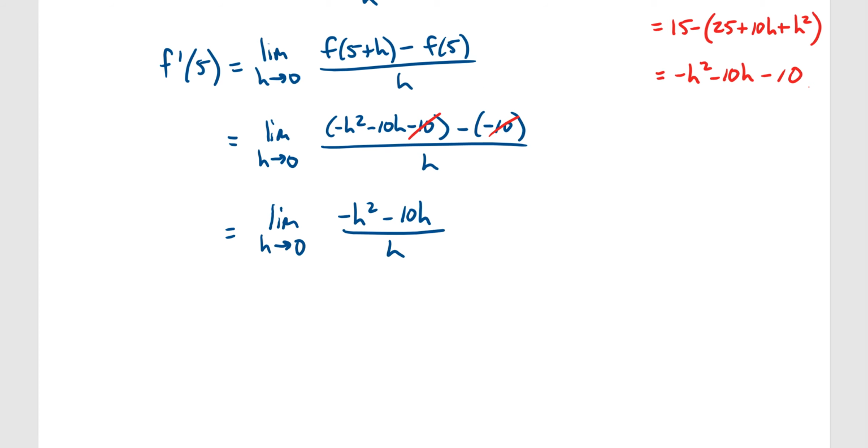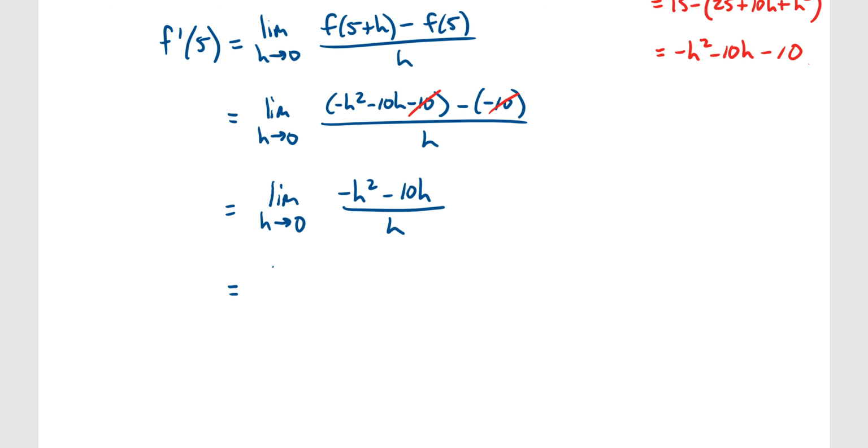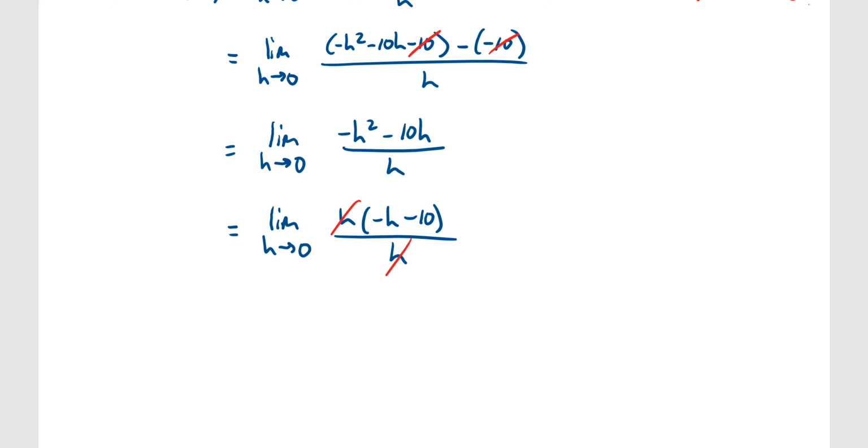We still can't plug the h in, so what we have to do is factor out an h in the numerator. When we factor out an h, we're left with negative h minus 10 all over h. And now we can cancel that h in the denominator, which is what we wanted. And we get the limit as h approaches 0 of negative h minus 10. We plug in a 0 for h now. I'm not going to write negative 0 because that's not a number and that looks weird. 0 minus 10, so we get negative 10.